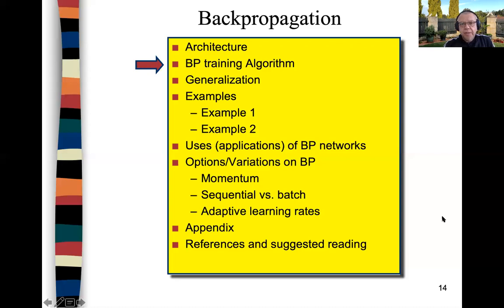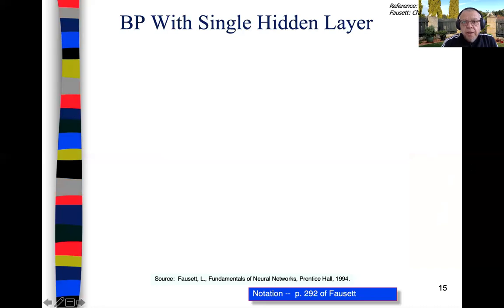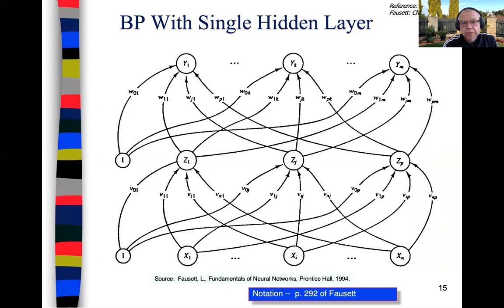Okay, now let's look at the backpropagation training algorithm. Let's consider a single hidden layer for simplicity, to make sure that we understand properly how it works. So again, the architecture: you have, in this case, an input layer.